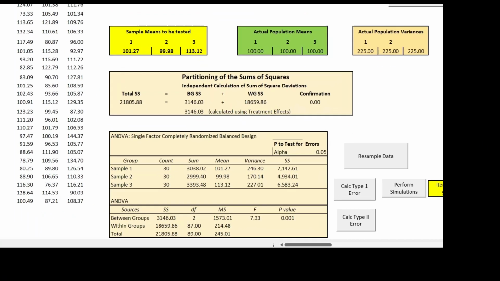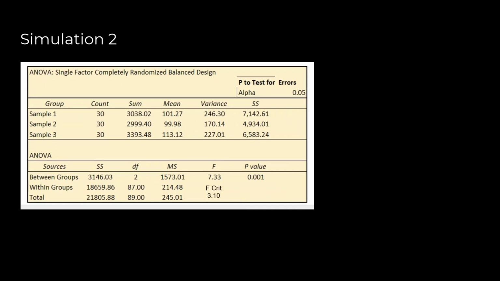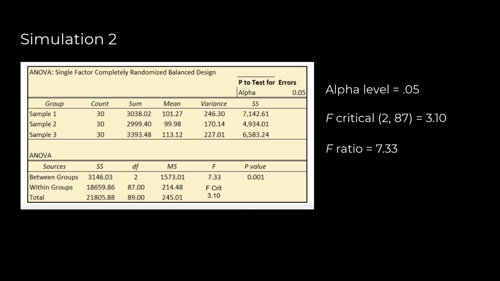Now we will examine the ANOVA summary table, which contains the results of the analysis of variance that was computed on our sample data. You can review the sum of squares, the mean squares, and degrees of freedom in the table, but their analysis is the same as we discussed in the first simulation, so we will not repeat it here. Instead, we will move directly to a discussion of the results of the ANOVA. We have set our alpha level at 0.05. The F critical value for samples with 2 and 87 degrees of freedom and an alpha level of 0.05 is again 3.10. The F ratio from the ANOVA is 7.33, which clearly exceeds the F critical value of 3.10.